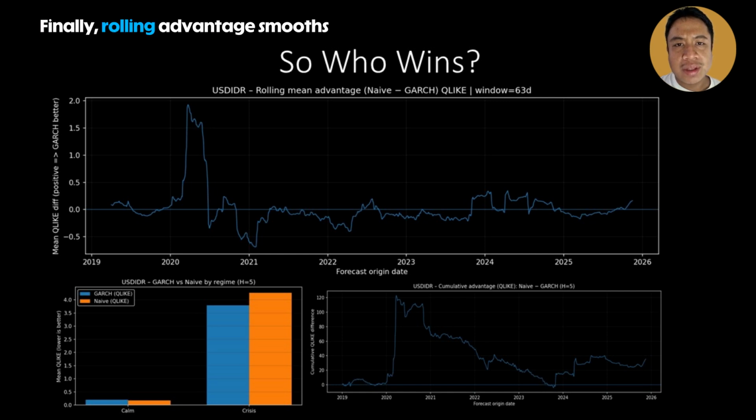Finally, rolling advantage smooths the story. Positive values mean GARCH has been better recently. Negative means naive has been better recently. This is the trader view. Is my model working right now?